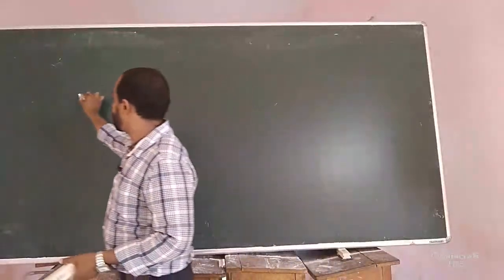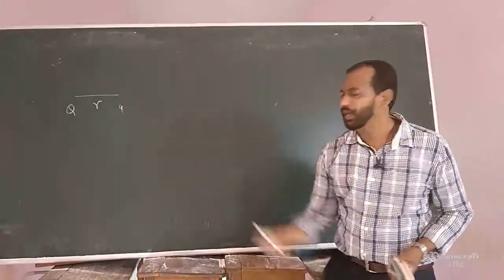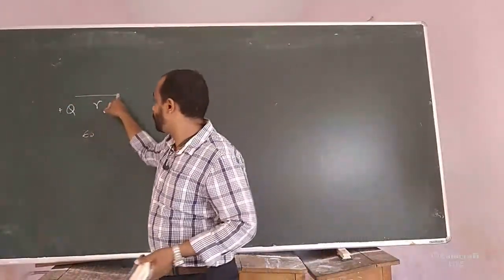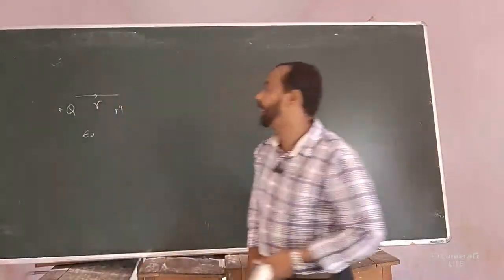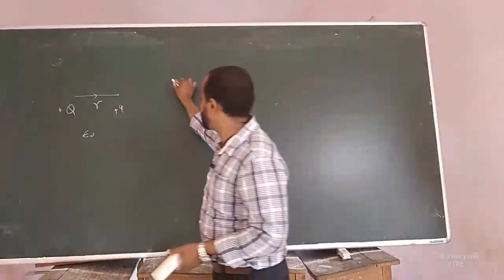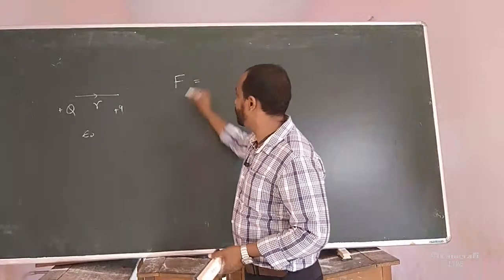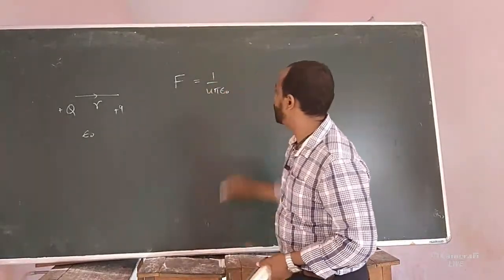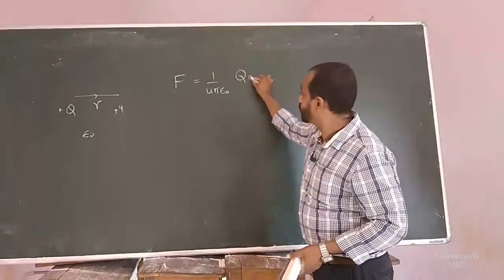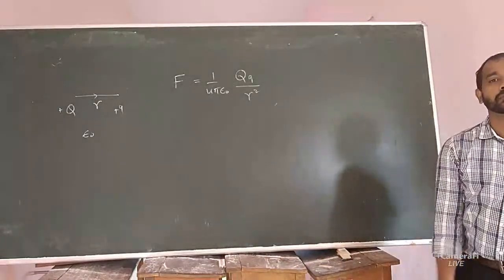If there are two charges given by capital Q and small q separated by a distance r, and both are positive charges placed in free space, with r the distance of the test charge from the source charge, then the force on q is represented as F, which is equal to 1 by 4 pi epsilon naught times the product of the magnitudes of the two charges, capital Q into small q, divided by the square of the distance of separation.